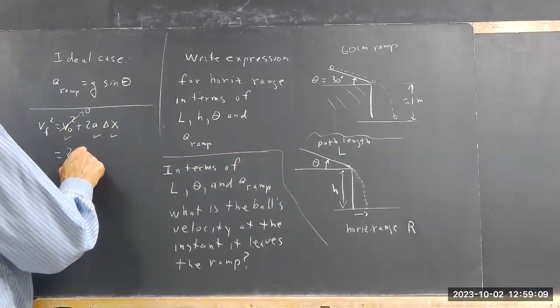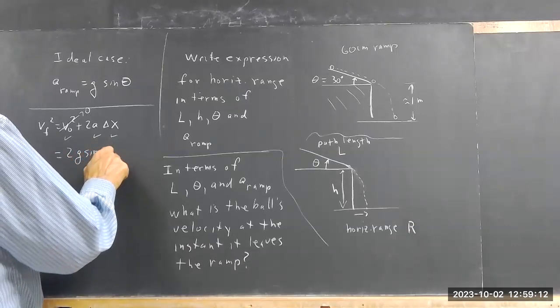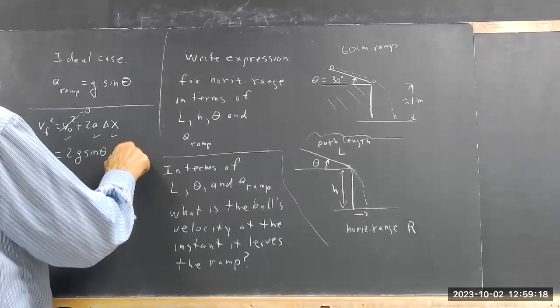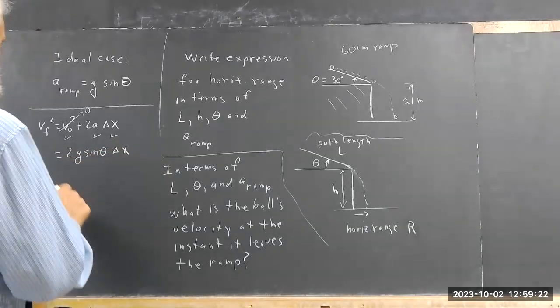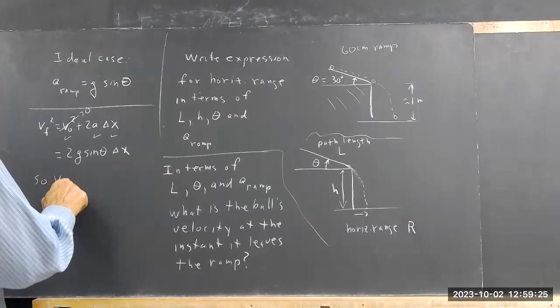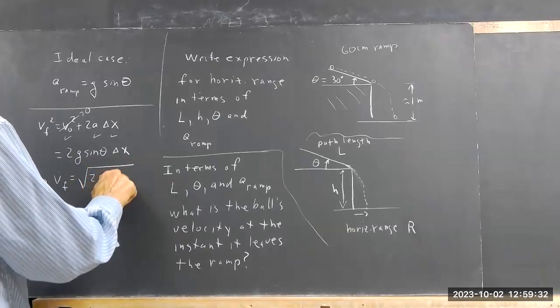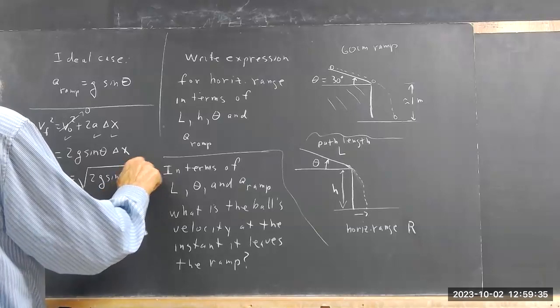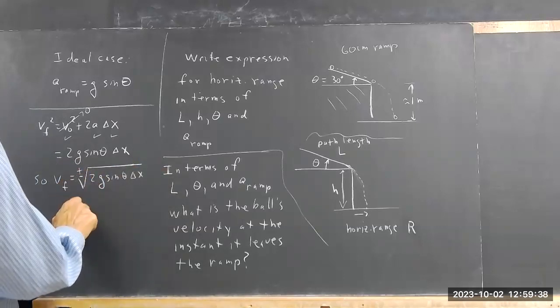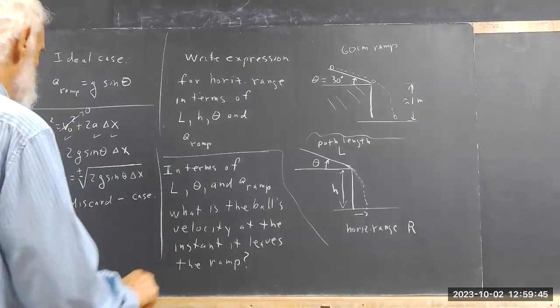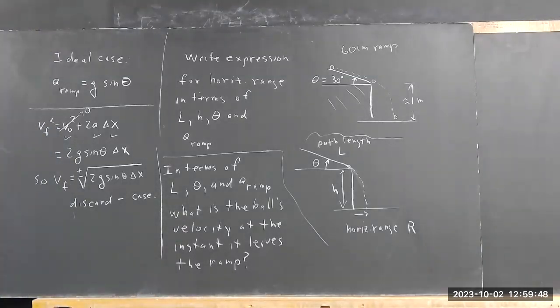And this is 2g sine theta times, I'll go ahead and use delta x. So we're going to discard the minus case. So there's your velocity, okay? Okay, so now you've got that.